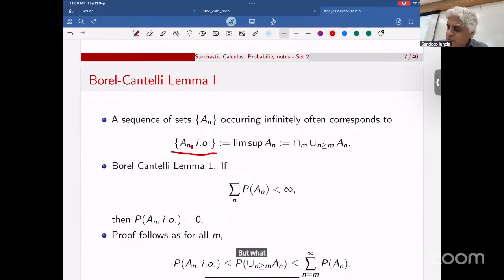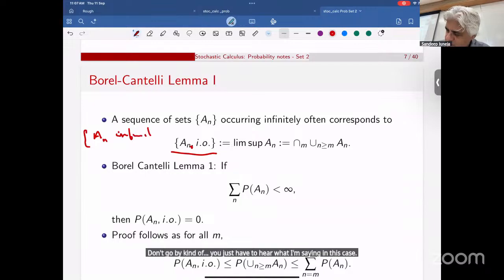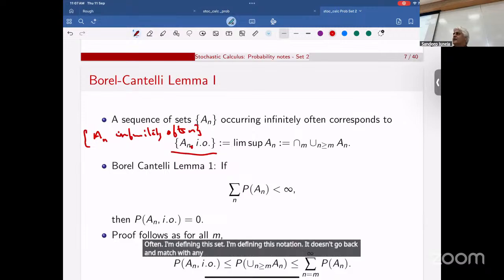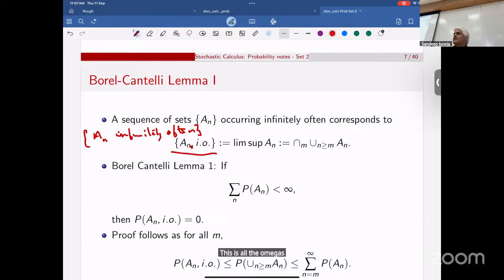You just have to hear what I'm saying in this case. I'm defining this set, I'm defining this notation. It doesn't go back and match with any other notation. This is all the omegas which occur in infinitely many A_n's, or it occurs infinitely often. Think of A as occurring in time. So that's occurring infinitely often. That's how people use it. That's why infinitely often has caught on.